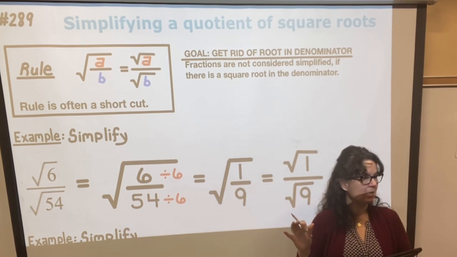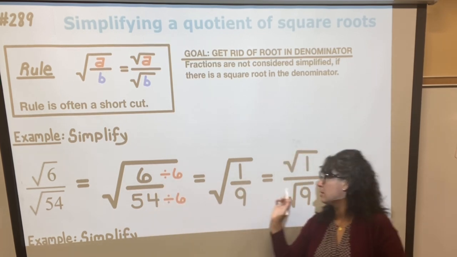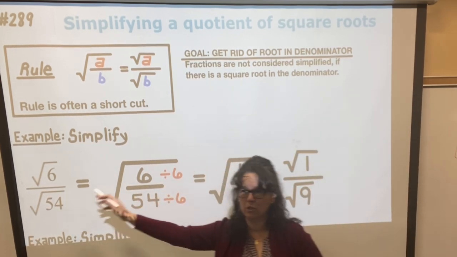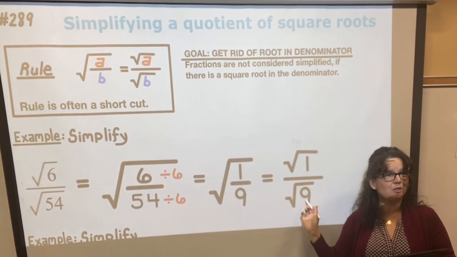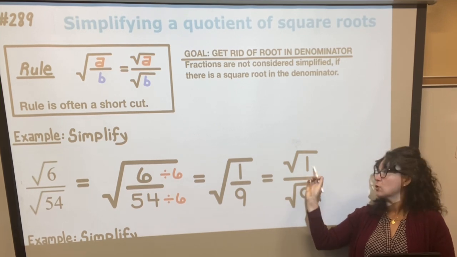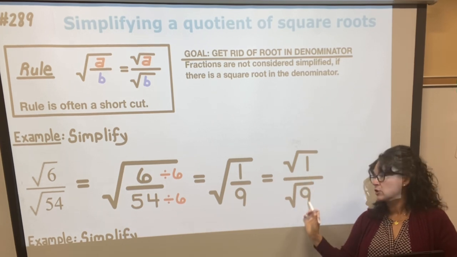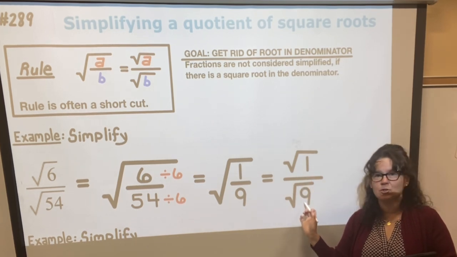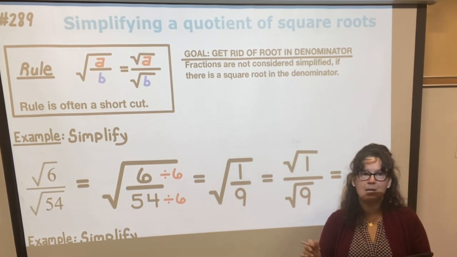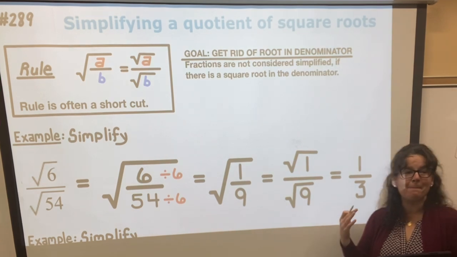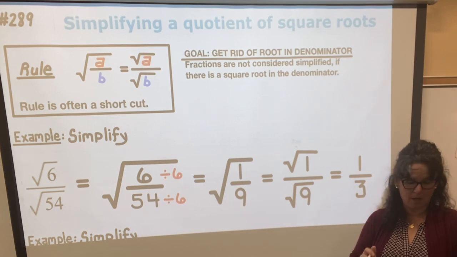And the reason this worked out so well, not only did it make the numbers smaller, comparing the original to this one, the numbers we have left are perfect squares. So the square root of 1 is 1, because 1 times 1 is 1. And the square root of 9 is 3, because 3 times 3 is 9. So I end up with an answer of 1/3. But my main objective was to get rid of the square root in the denominator.